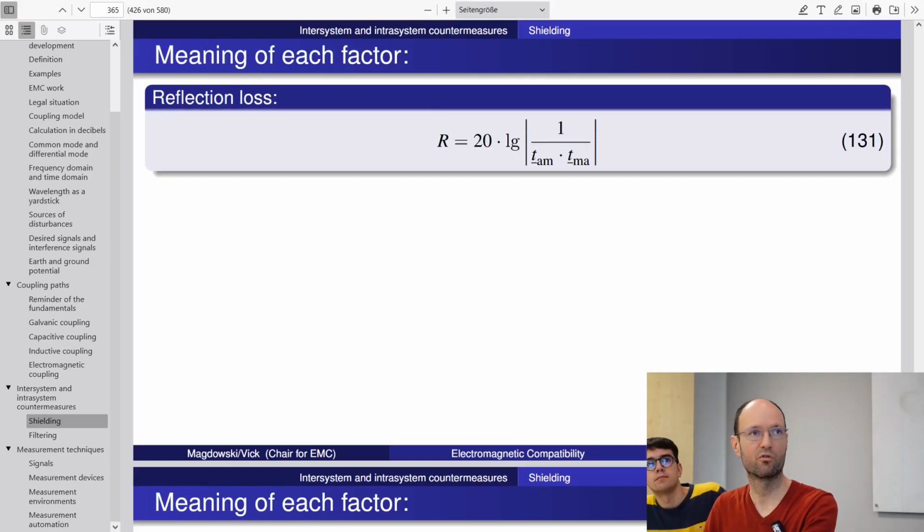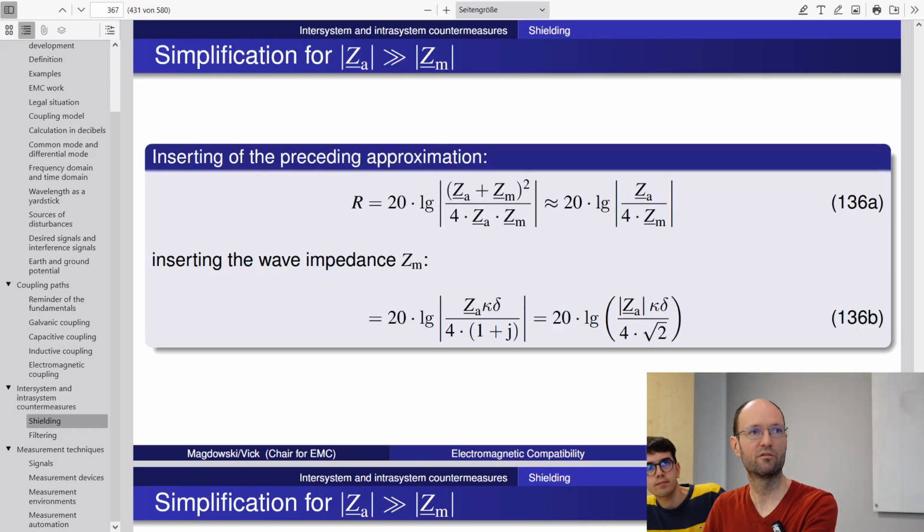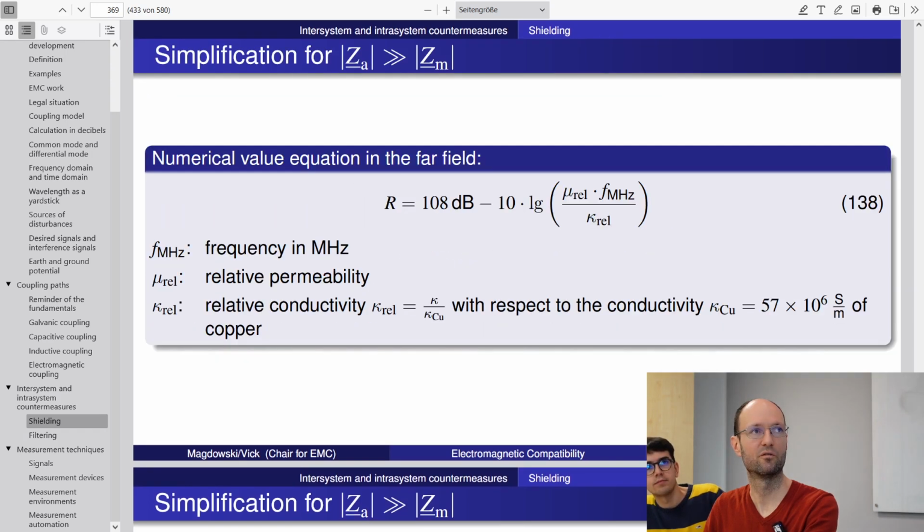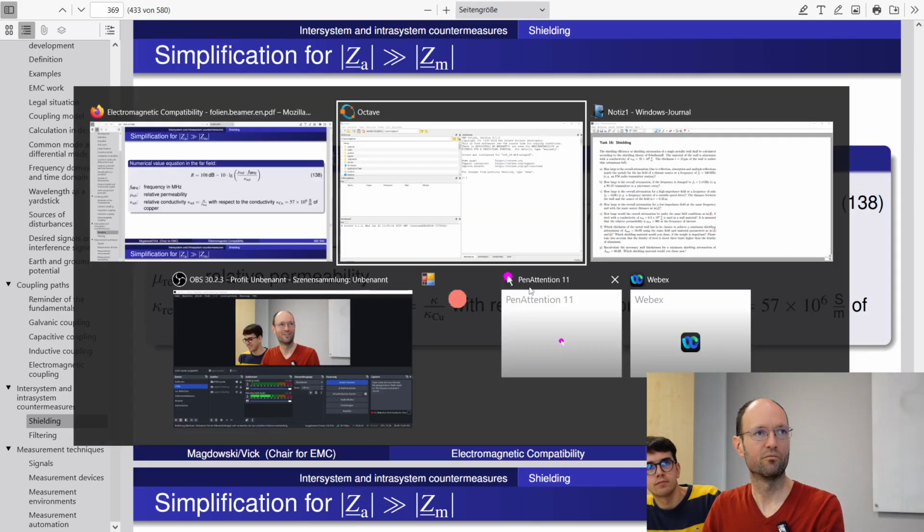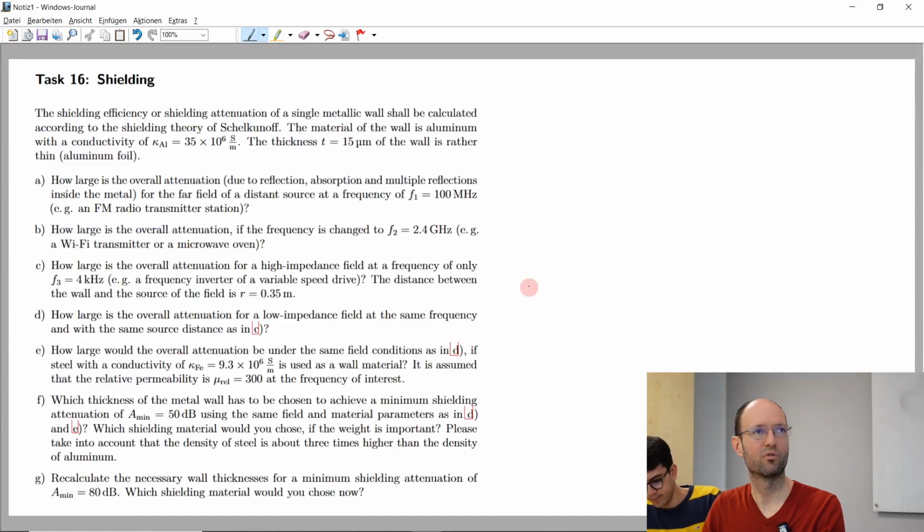As we also have Octave available, we could do this calculation, and we could of course also compare it with the simplified formulas that we derived, for example, for this far field calculation. So that's probably what we are trying to do. Let's start with task A. How large is the overall attenuation due to reflection, absorption, and this discussed multiple reflections if we have a far field source, a distant source, and a frequency of 100 megahertz.